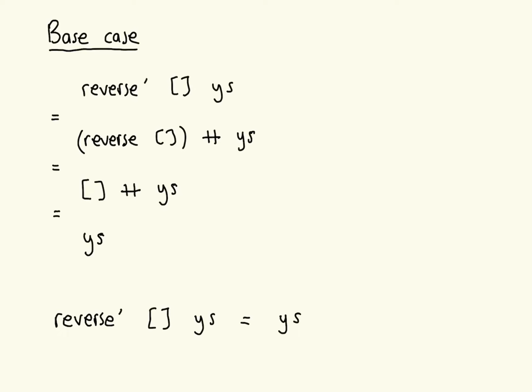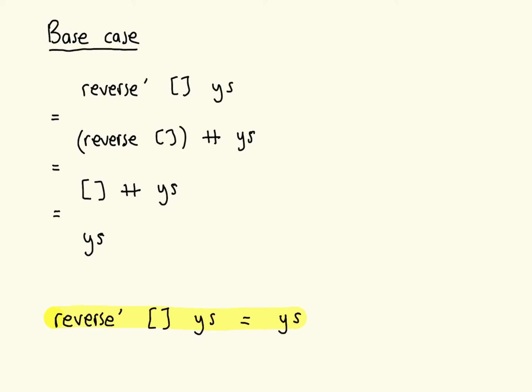It's simply this. So all I've done is read this off. Reverse prime of the empty list applied to y's. By a three-step calculation, I got down to y's, and this actually gives me my base case for my recursive definition. And it's interesting to think, well, what's actually gone on here?